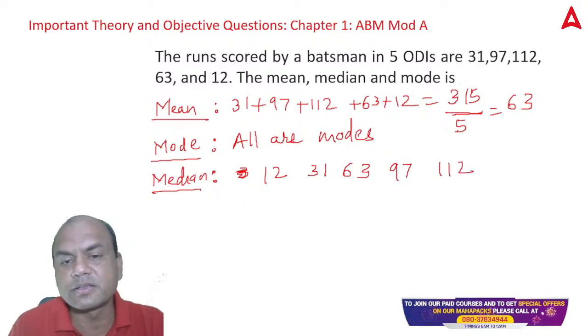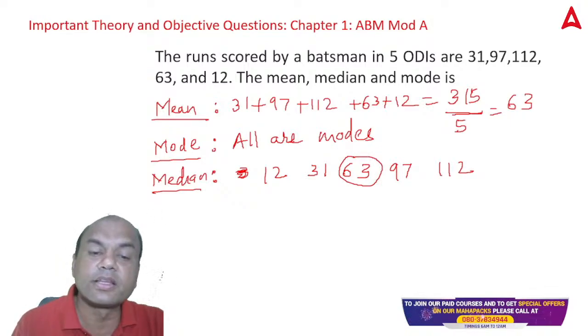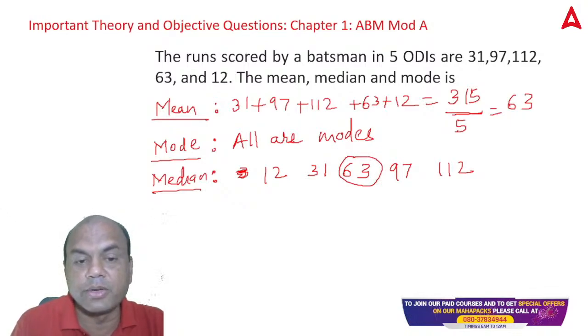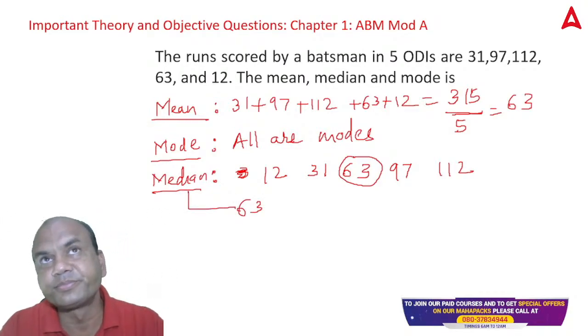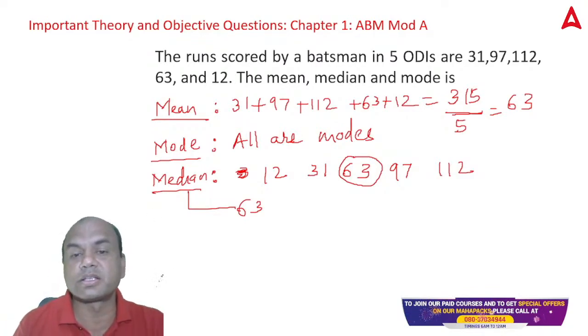Right? So arranged. Whatever is arranged, find the central number. Which is the central number? 63. So 63 is my median. Median equals 63. Got it, everyone? How to find the median? Arrange them in serial order.